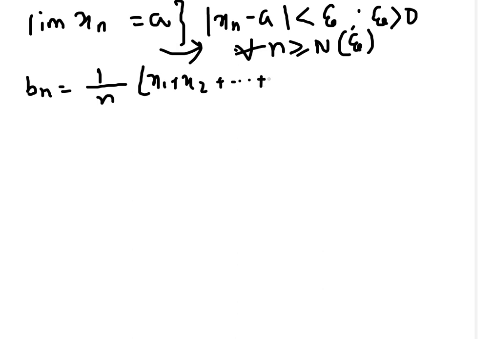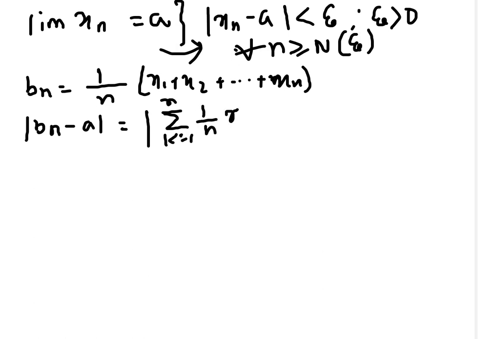This is the next thing, and you need to prove the limit. So you're trying to prove that this thing also converges to a. Okay, fine. So we have bn minus a. Bn is basically the summation k equals 1 to n of 1 by n xk, minus a, right?